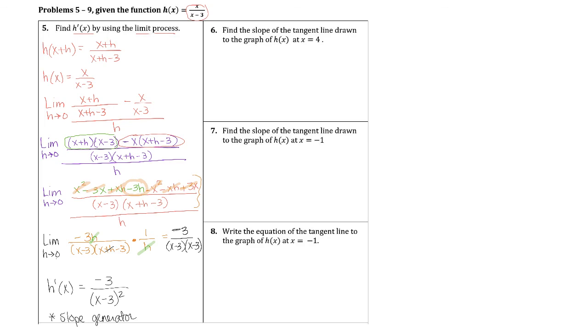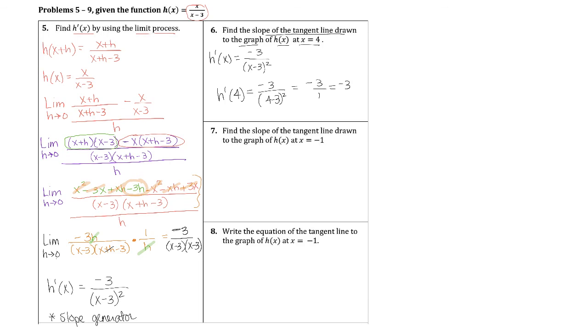All right. So let's go through and see if we can't use this on some of the other problems. All right, so let's bring the derivative back up here. H prime at x, that was negative 3 over x minus 3 all squared. All right, now let's go ahead and find the slope of the tangent line drawn to the graph of h of x at x equals 4. So all we need to do now is substitute in 4. And so we're going to have negative 3 over 4 minus 3 all squared. So that's going to be negative 3 over 1, or negative 3.